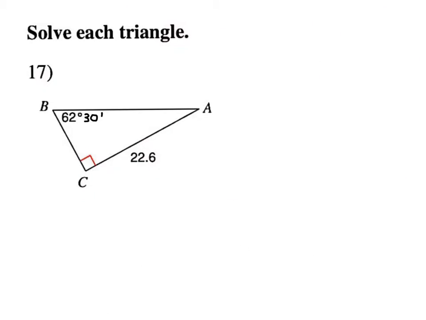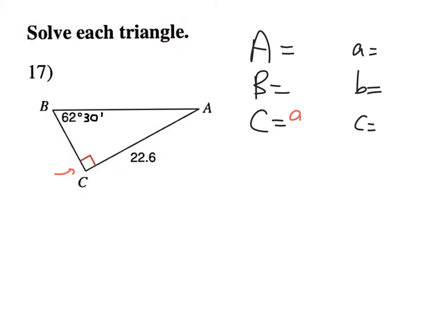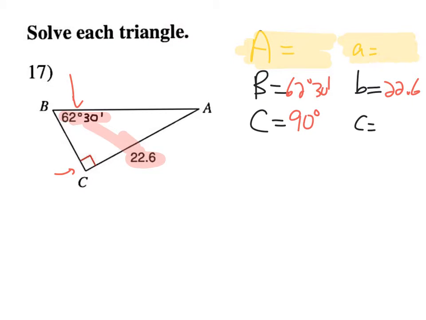The next two problems have us solving a triangle. Remember, to solve a triangle, it means you need to know what all three angles are, and you need to know what all three sides are by the end of the problem. So here you're told angle C is 90 degrees. You're told angle B is 62 degrees and 30 minutes. And here they're telling you side B, or little b, is 22.6. So here the three missing parts are angle A, side A, and side C.